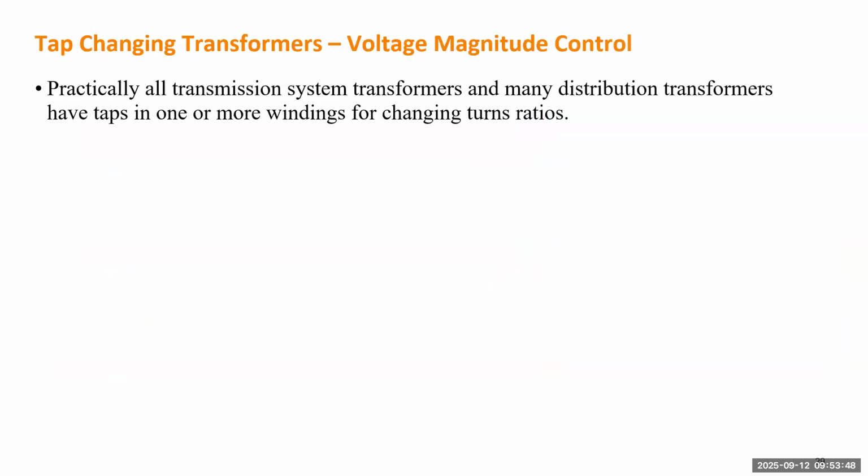Let's talk more about the tap changing transformers for voltage control. In practice, most of the transmission system level transformers and many distribution level transformers will have a tap by design. So they can change the turn ratios either online or offline. Some transformers can change the tap positions even while operating, and some transformers have to be removed from the system, change the ratio, then connect back to the system.